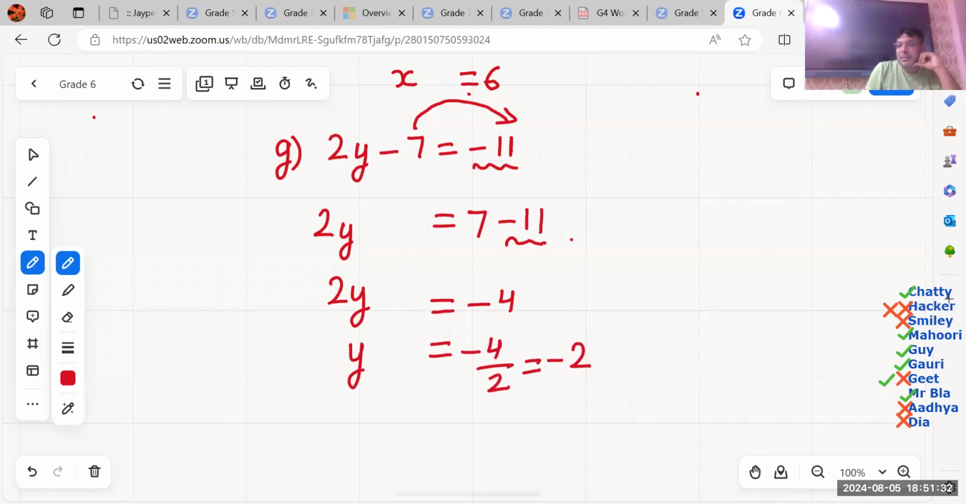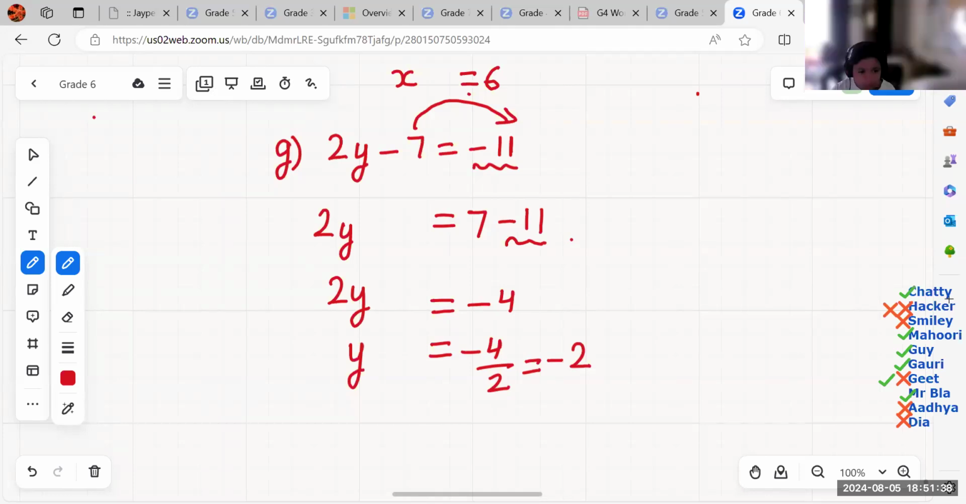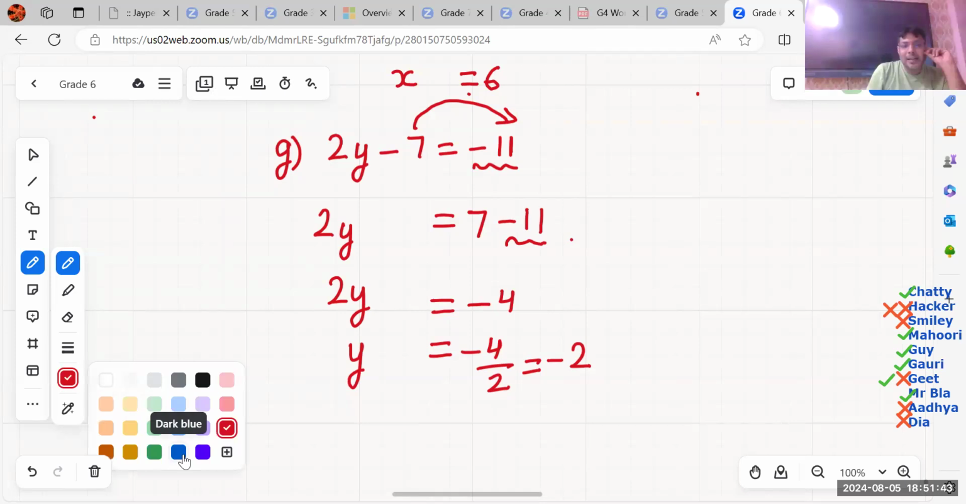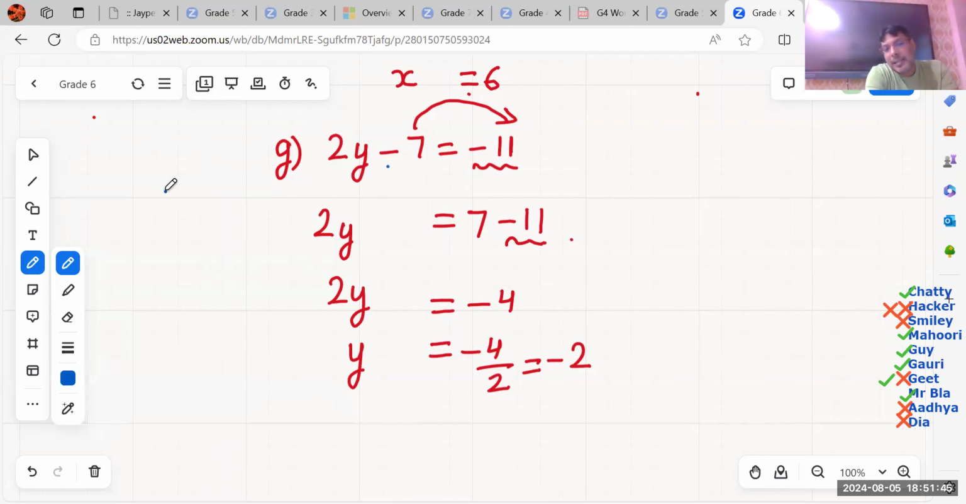Smiley, समझ आया? Sir, can you explain again? I got disconnected. I will explain again. See beta, minus 7 is on the left side. As per the rule, I transferred minus 7 to the right side, so it became plus 7. So plus 7 minus 11 is minus 4. So 2y is equal to minus 4, y is equal to minus 4 by 2, which is minus 2.